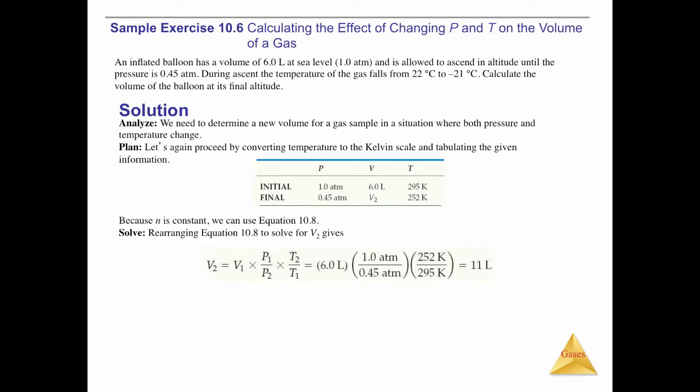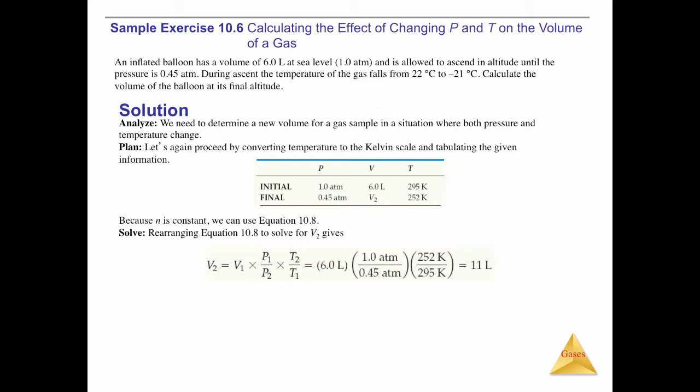10.6, calculating the effect of changing pressure and temperature on the volume of a gas. So this time we're going to change two variables to see what will happen here. An inflated balloon has a volume of 60 liters at sea level, 1 atmosphere of pressure, and is allowed to ascend in altitude until the pressure is 0.45 atmospheres. During the ascent, the temperature of the gas falls from 22 degrees to negative 21 degrees. Calculate the volume of the balloon at its final altitude.